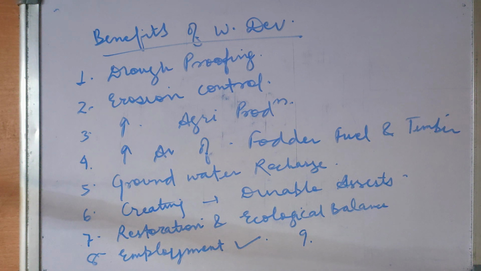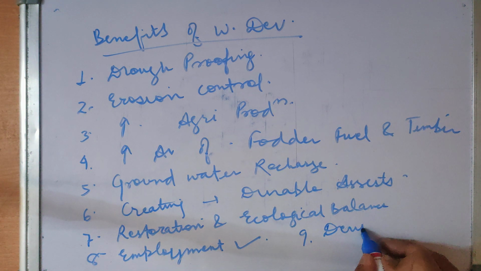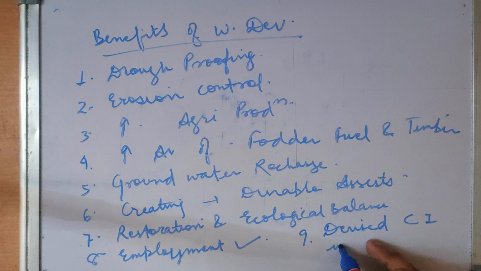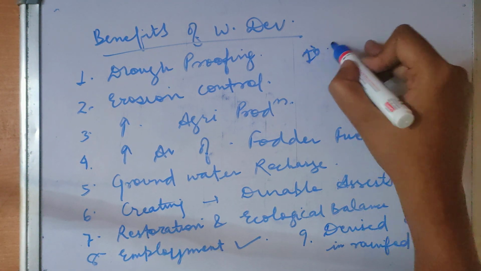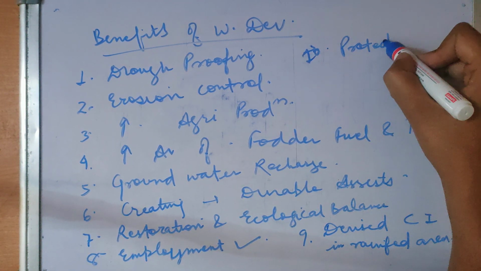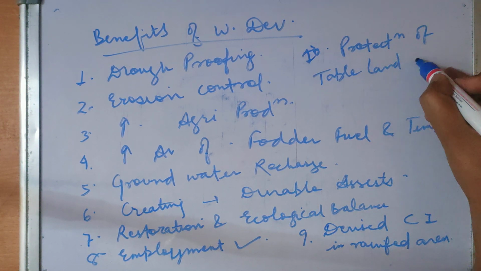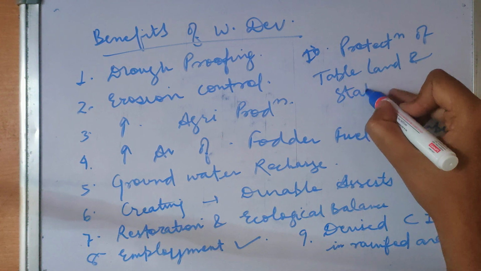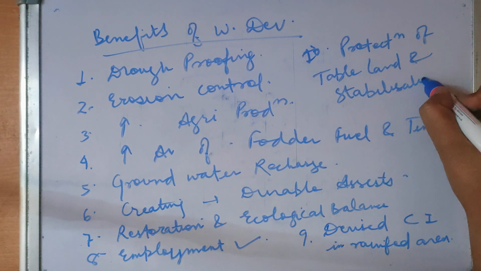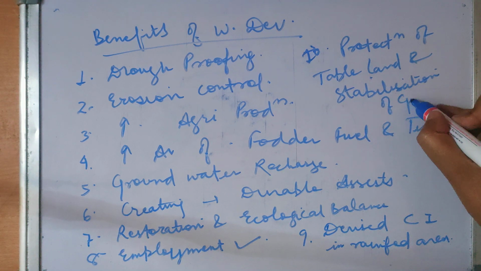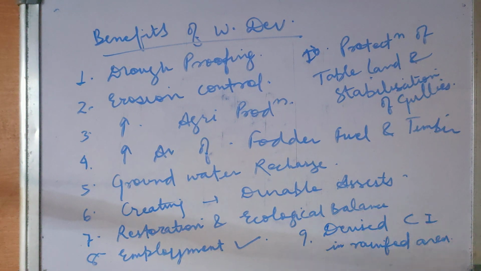We will ensure desired cropping intensity in rainfed areas. Protection of tableland and stabilization of gullies. So these are some of the many benefits of watershed development.